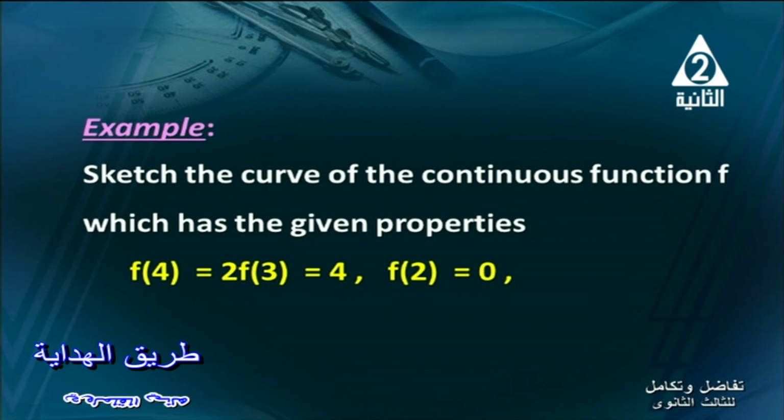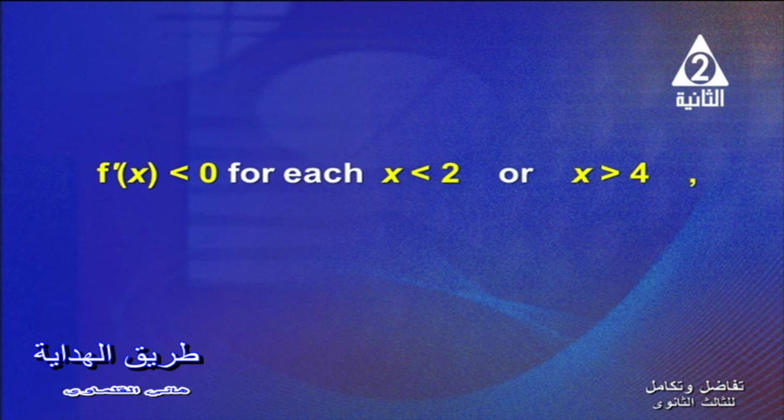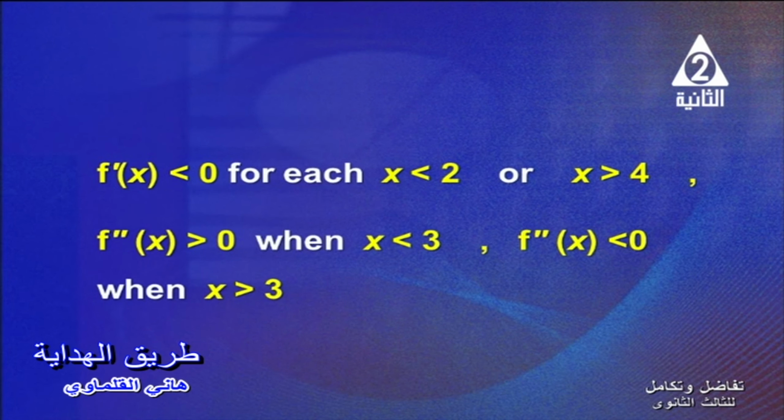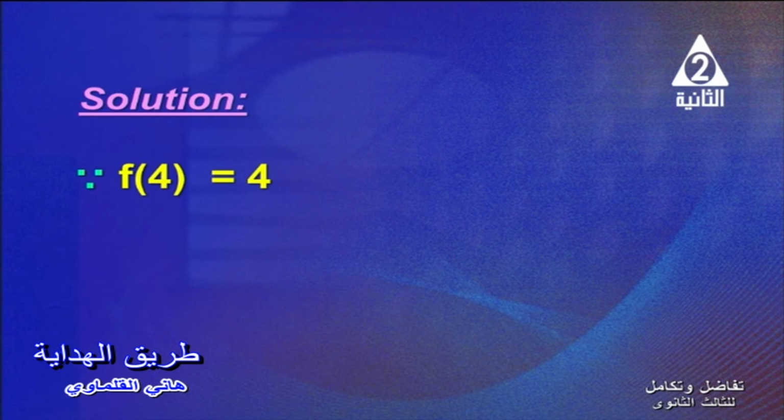Another example: sketch the curve of the continuous function f which has the given properties. f of 4 equals 2, f of 3 equals 4, f of 2 equals 0. Now, f dash x is smaller than 0 for x smaller than 2 or x bigger than 4. F double dash x is positive when x is smaller than 3, and f double dash x is negative when x is bigger than 3.